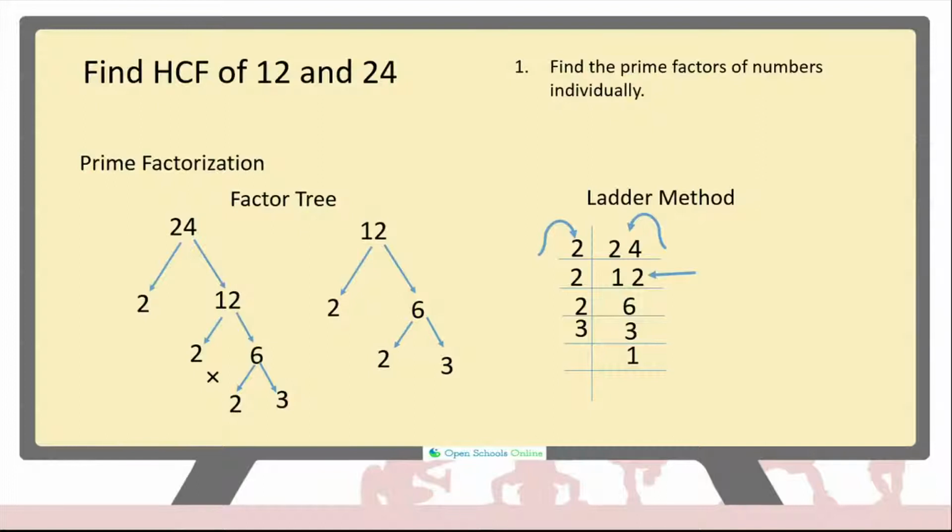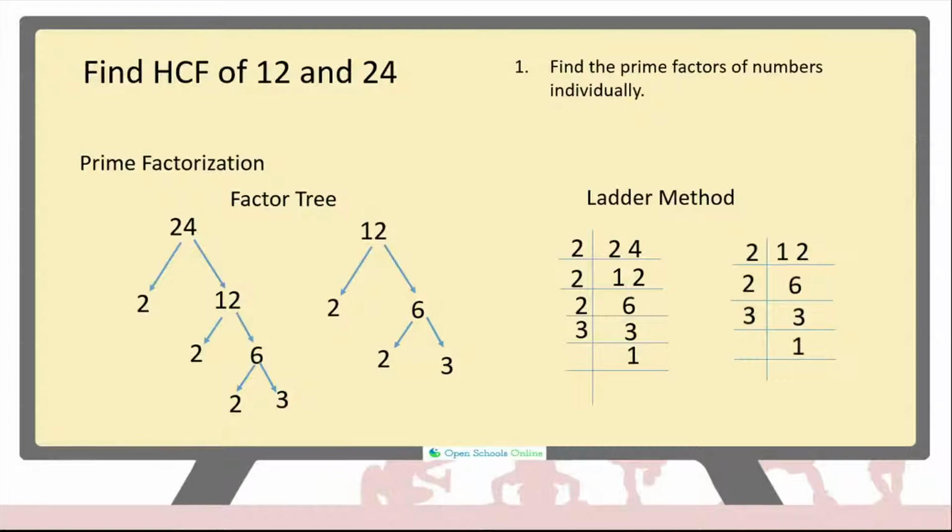Similarly, after this, we'll try and find the prime factors of 12. So we'll again draw a ladder like this. But here, we are not going to do the whole factorization. As you see from the second step of factorization, we have basically done the factorization of 12. So we're just going to copy the steps here. As you see, the steps are going to be same in both the cases.